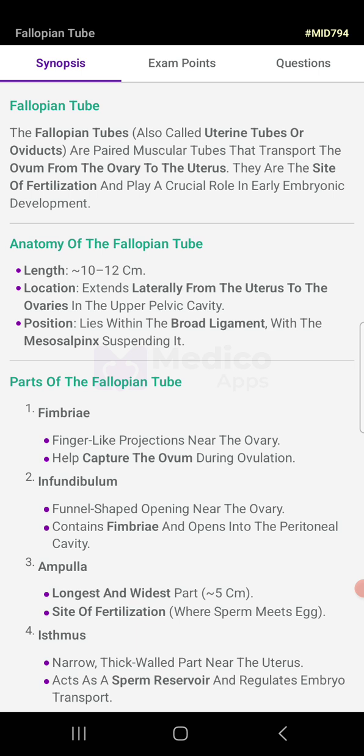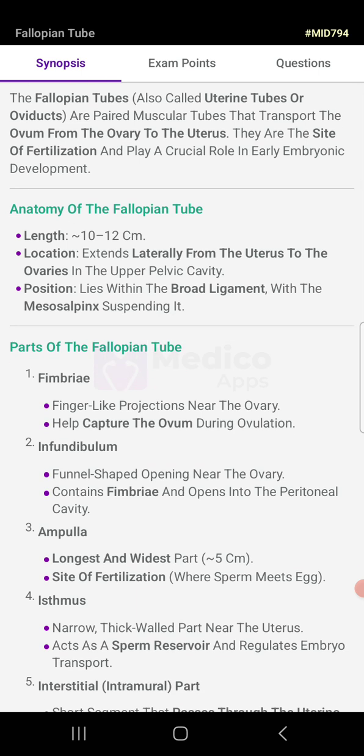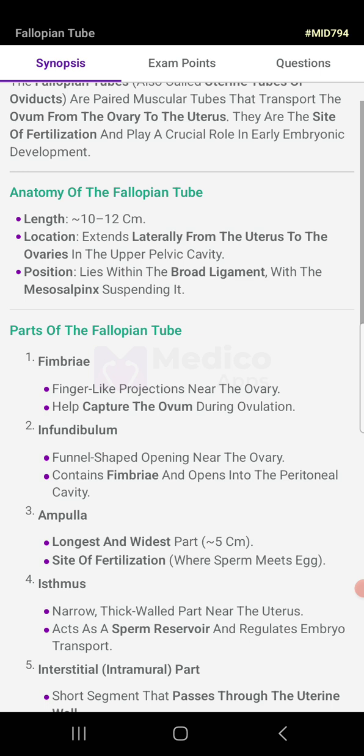Anatomy of the fallopian tube: length 10 to 12 cm. Location: extends laterally from the uterus to the ovaries in the upper pelvic cavity. Position: lies within the broad ligament with the mesosalpinx suspending it.